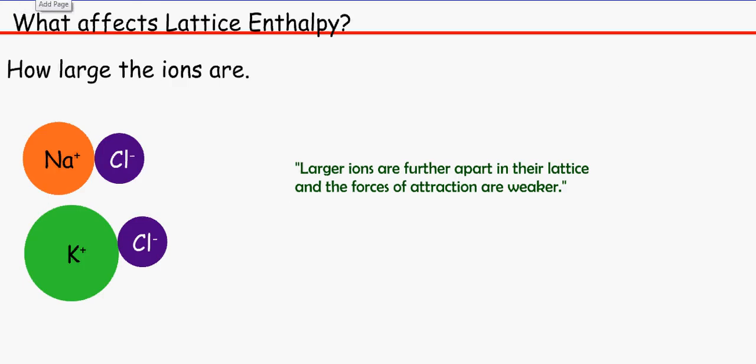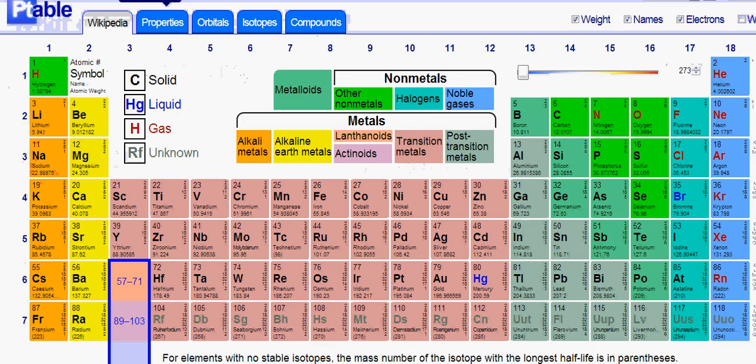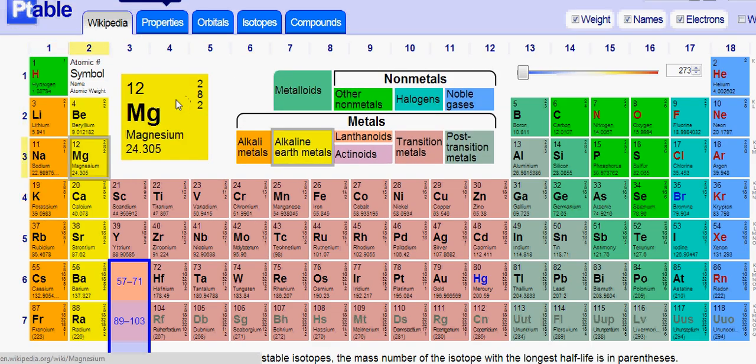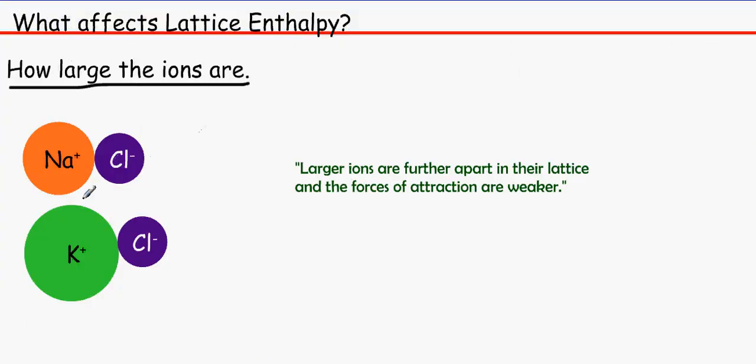So what affects lattice enthalpy? Well, number one is how large the ions are. What I've done right here is draw a relative size for them. If we look at ptable.com, we can see that sodium would be smaller than potassium because it's got fewer electron shells and therefore less electron shielding, so the atomic radius will be shorter. So if it were joined to a chloride ion, because remember we talk about ions, the lattice enthalpy would be much tighter.